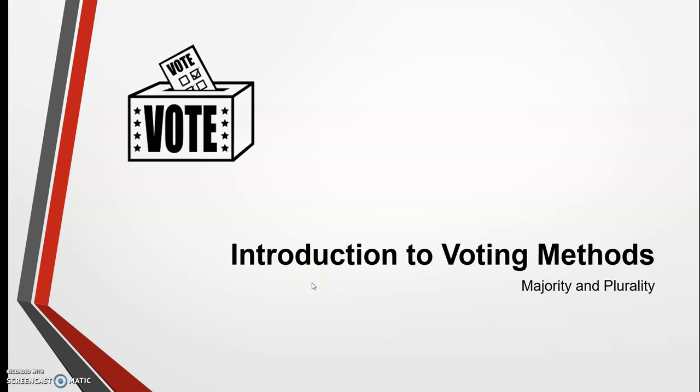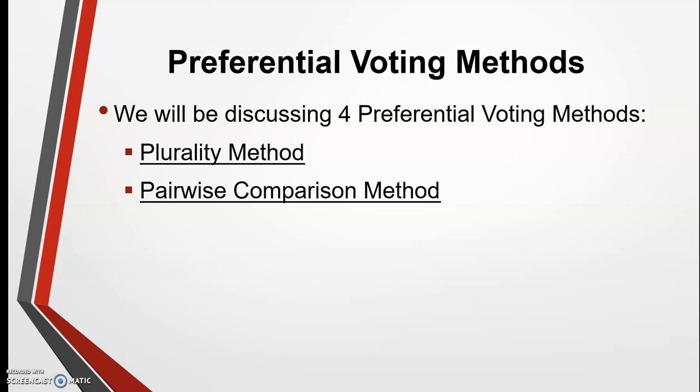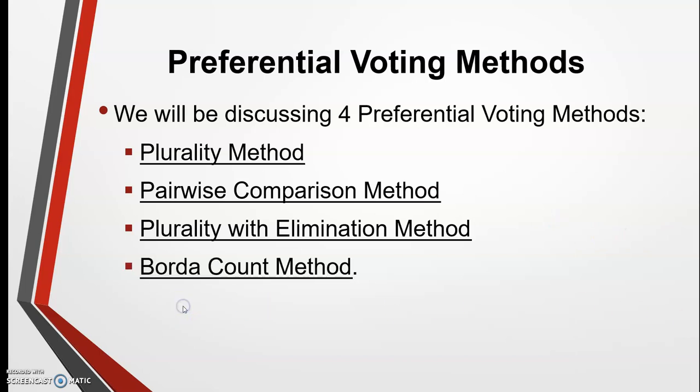Now that we have the background information that we need to be able to understand the voting methods themselves, let's actually get into the various ways that we can calculate the winner of an election using various voting methods. So there are 4 preferential voting methods that we will be discussing. The first one is the plurality method. The second one is the pairwise comparison method, plurality with elimination method, and Borda count method.